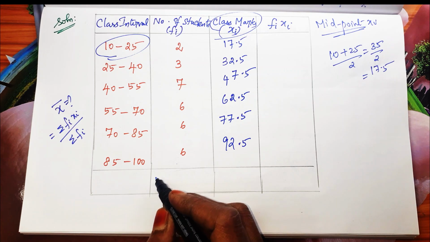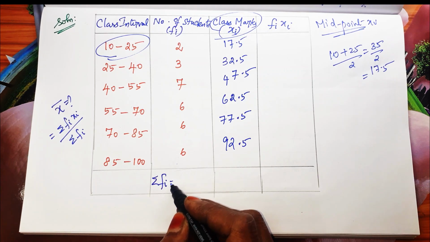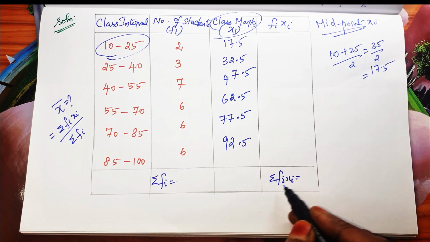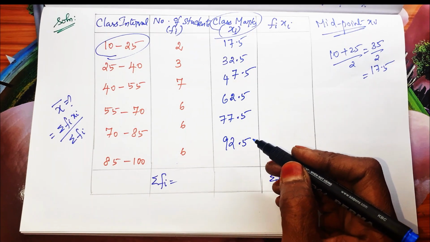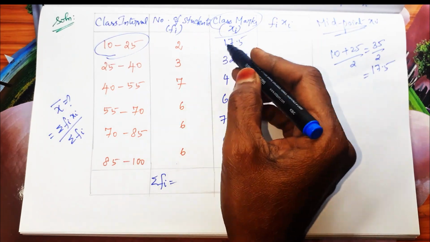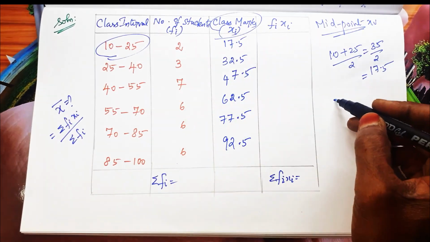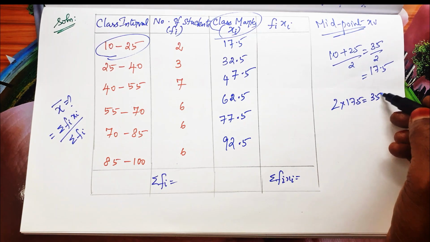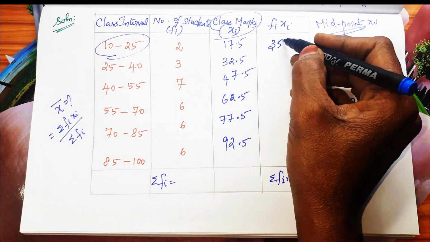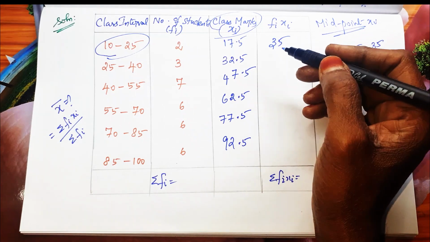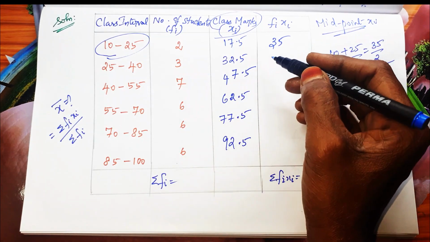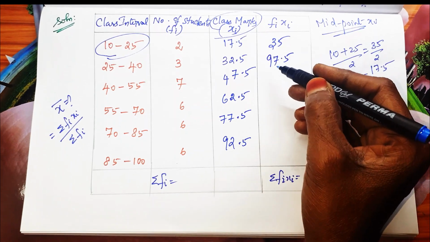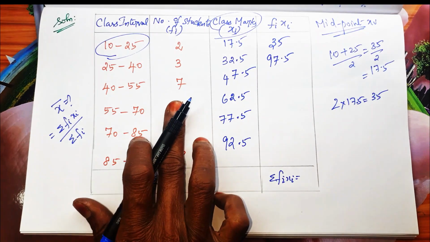We are in need of the summation fi as well as summation fi xi. These two summations only we need. For that, again we have to multiply these two. So 2 into 17.5, which is equal to 35. So this is the first value. The next one is 3 into this thing, that is 97.5.